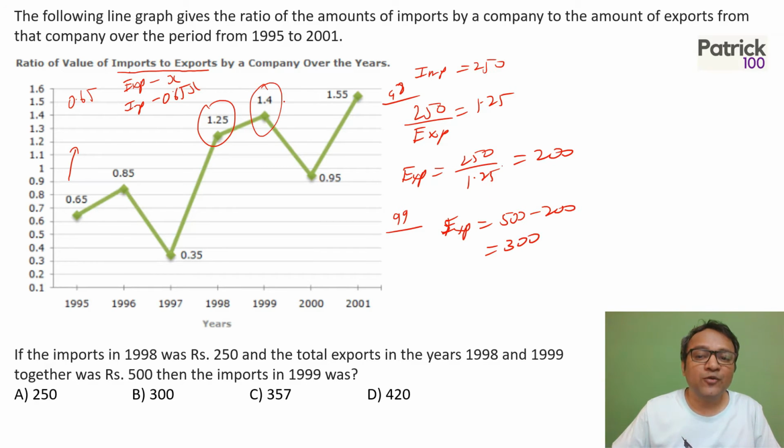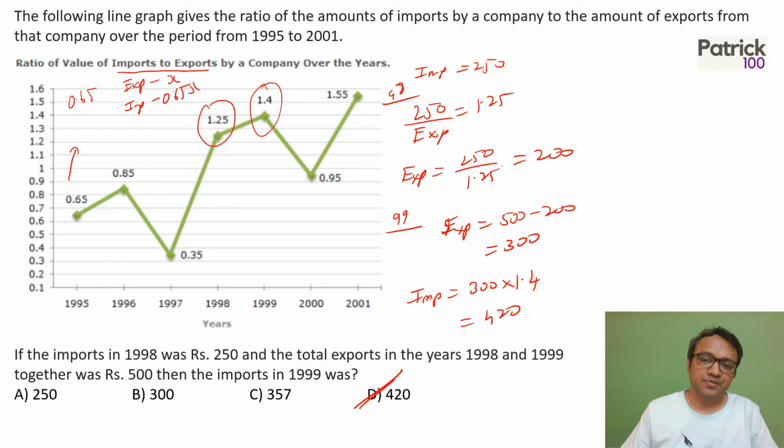And imports is 1.4 times. So imports in '99 will be 300 into 1.4, which will be 420. D option is the answer.